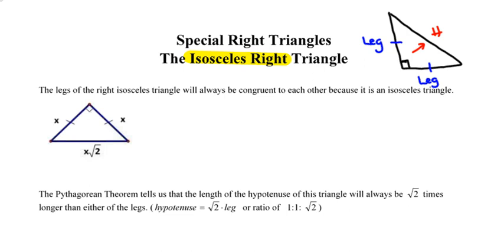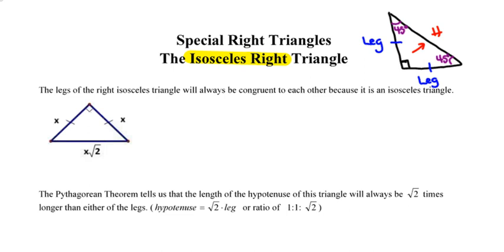Recall also that if a triangle has two legs that are congruent, its two base angles must be congruent as well. And if each of those angles are congruent to each other, they must measure 45 degrees, because the isosceles right triangle, like any triangle, must have angles whose sum is 180 degrees.